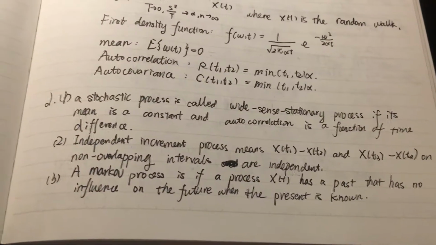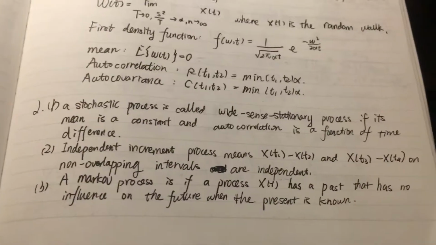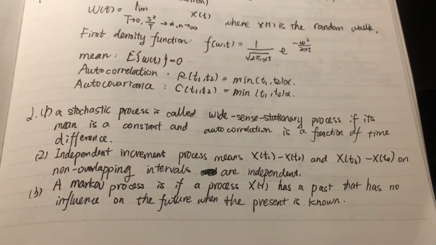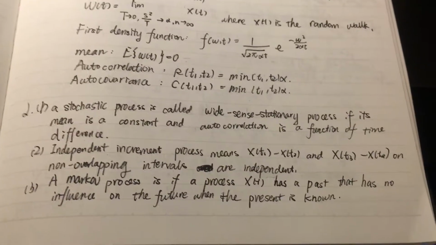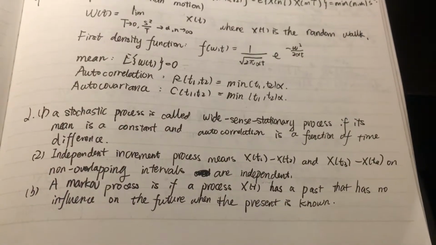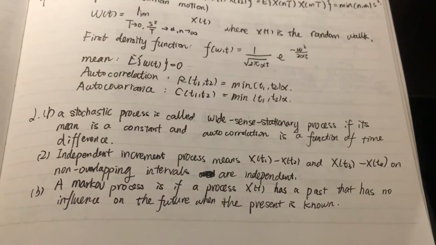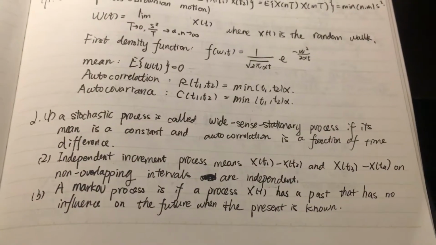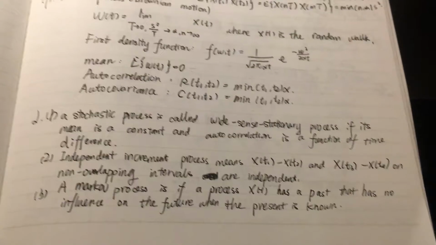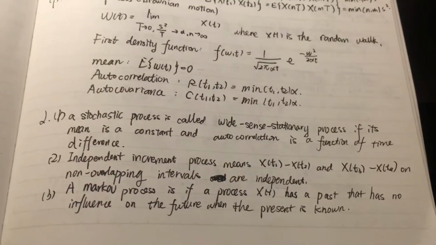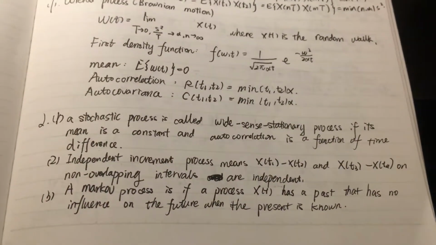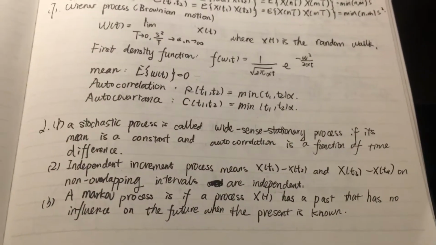And the second is an independent increment process. The definition of an independent increment process means when x of t2 minus x of t1 and x of t4 minus x of t3 are over non-overlapping time intervals, which can be the interval t1, t2 and the interval t3, t4, then these two values are independent.